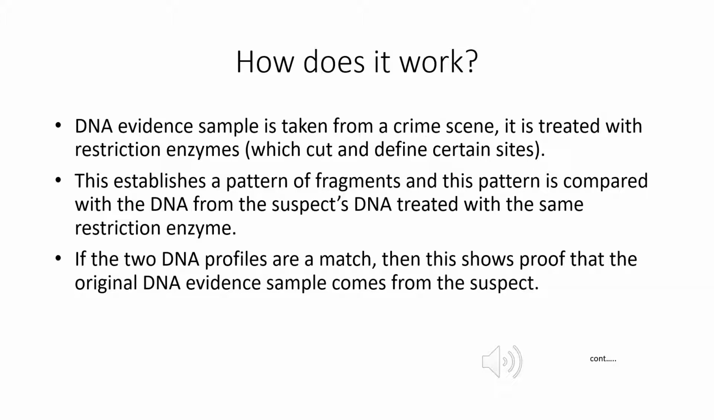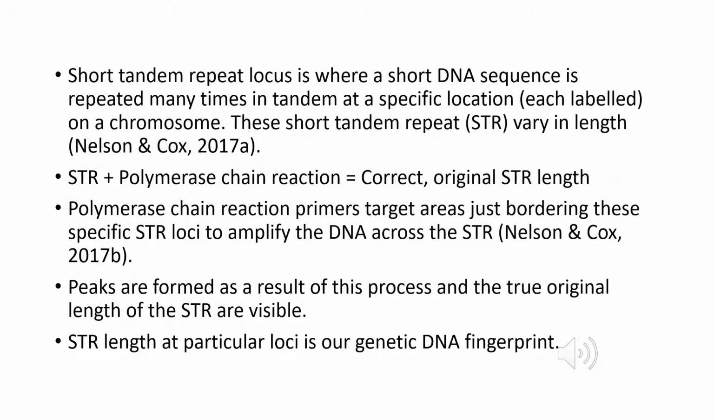How does it work? As mentioned by Charlotte, DNA fingerprinting in relation to forensics on a simple level is when a DNA evidence sample is taken from a crime scene and treated with restriction enzymes, which cut and define certain sites. This is done to establish a pattern of fragments, and this pattern is compared with the DNA from the suspect's DNA treated with the same restriction enzyme. If the two DNA profiles are a match, then this shows proof that the original DNA evidence sample comes from the suspect. It is now used as routine in the majority of forensic laboratories.